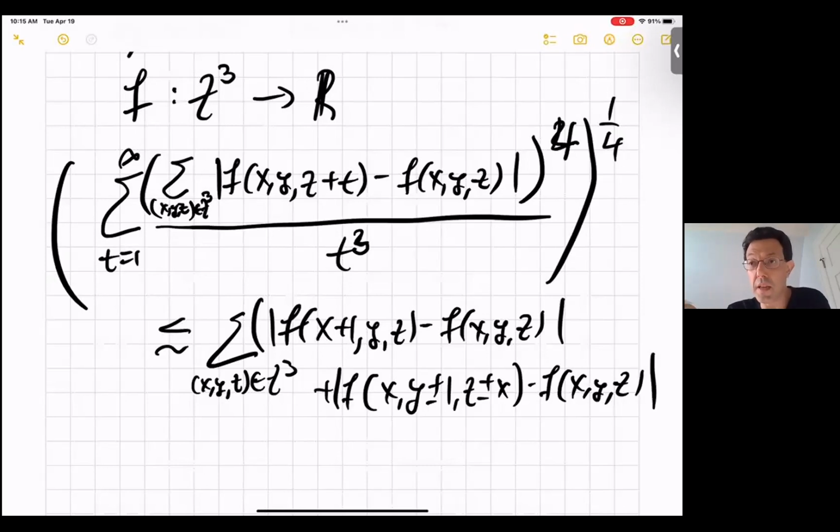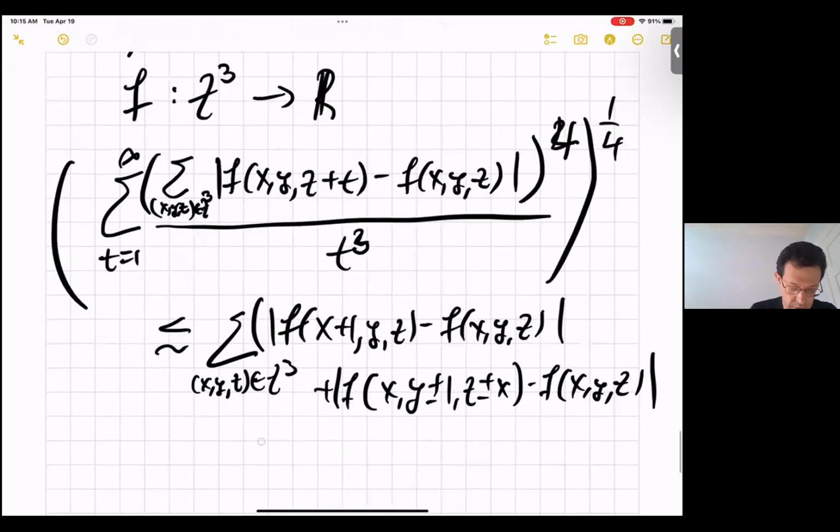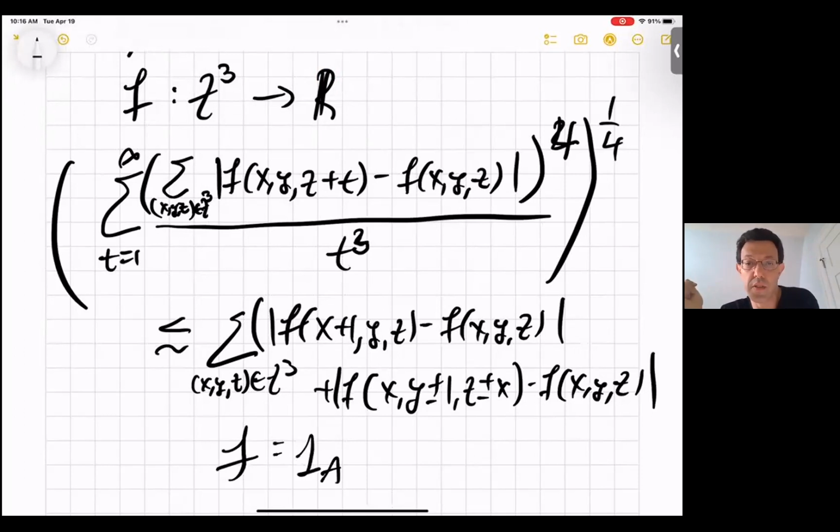If you take f to be the indicator of a set, then the right-hand side is precisely these differences, these absolute values of a 0, 1 valued function. It's just counting how many times it's 0 or 1. So this is precisely the horizontal transitions. The left-hand side is precisely the vertical counts raised to the power of 4. And in dimension 5 there's the obvious analog. When f is the indicator of a set, this just coincides with the previous inequality.